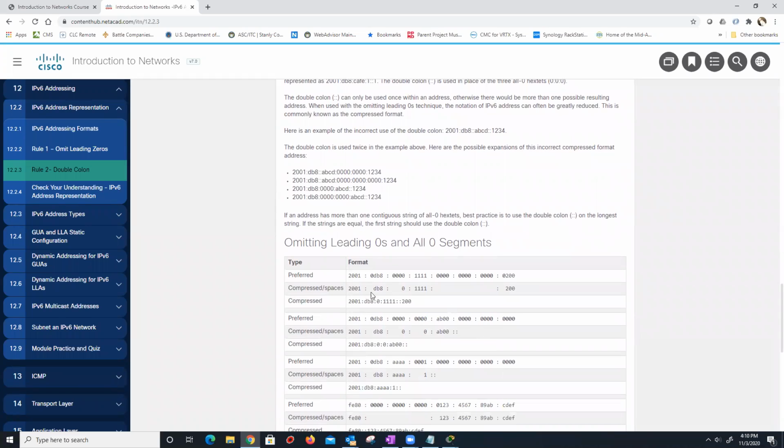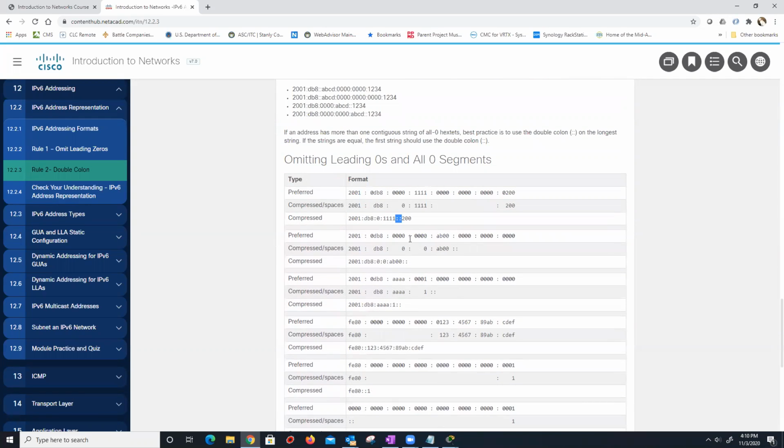So if we have this example right here, you will see that we have these 3 contiguous quad zeros. So we can actually change this very long address to 2001:db8:0:1:1::200. And since we know this is supposed to be 8 hextets, we know this is 1, 2, 3, 4, 5 hextets. So we know this double colon represents 3 sets of zeros, 3 hextets of zeros.